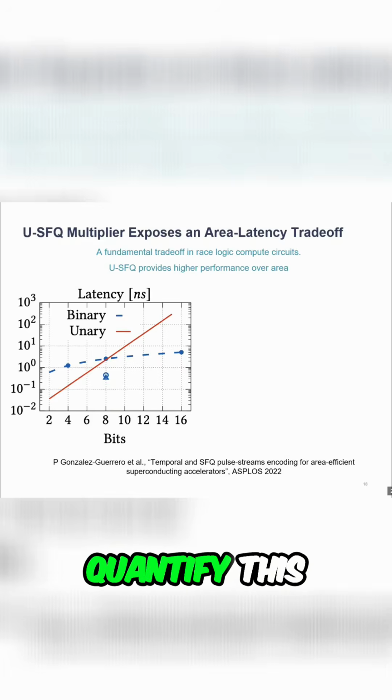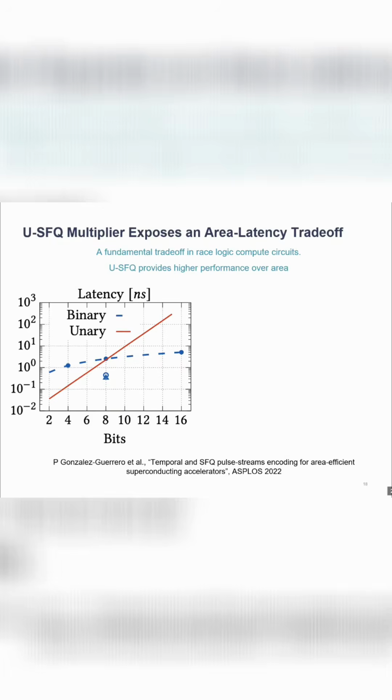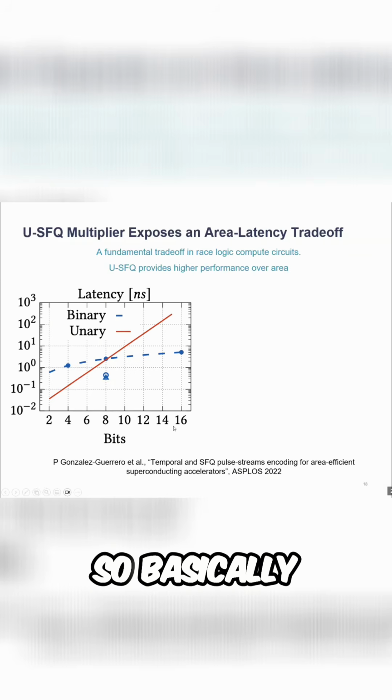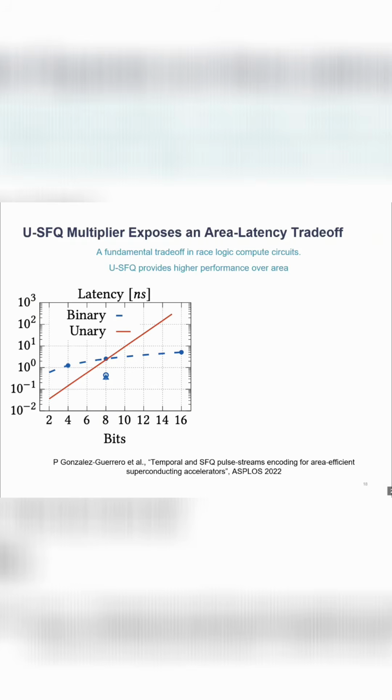I promised you to quantify this trade-off, and here it is. Here we are comparing a binary multiplier with a unary multiplier. Unary is what I showed you before. That's U SFQ. And here we have bits on the x-axis, so basically the bit width of the operands. And in this case, the y-axis is latency, because you see the label here.